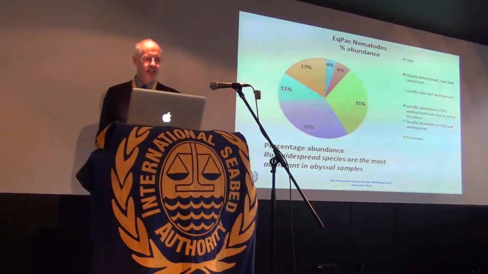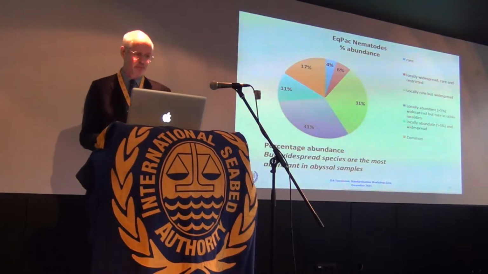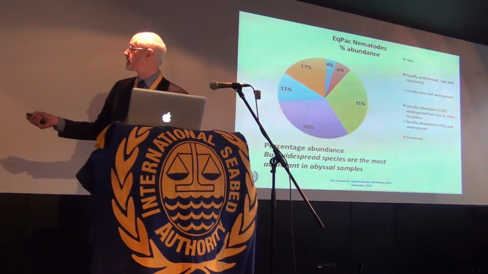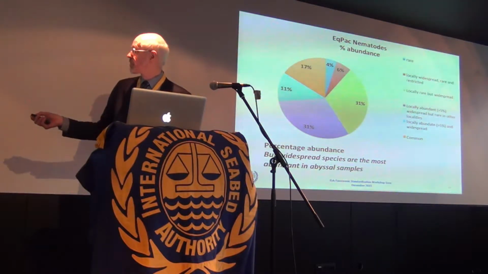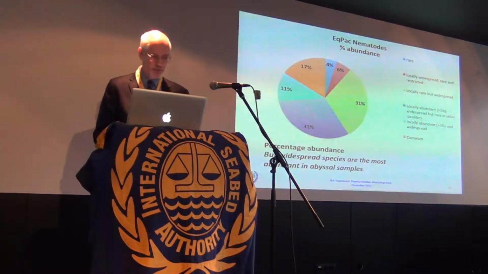We can look at this in another way. This is the relative abundance of species in a system. We see a slightly different picture: the relative contribution of rare species is actually quite small. It's only 4% of the total fauna in terms of percentage abundance. The widespread species actually are the most abundant organisms.